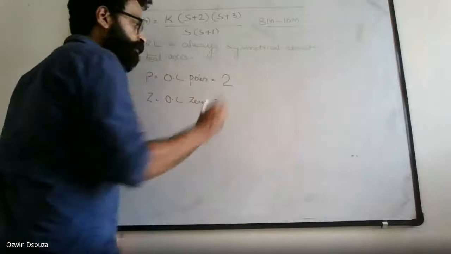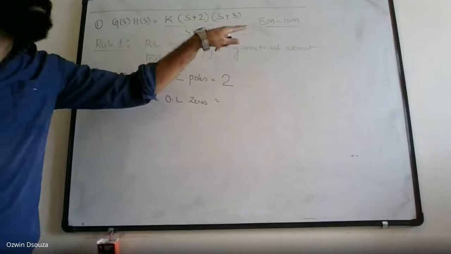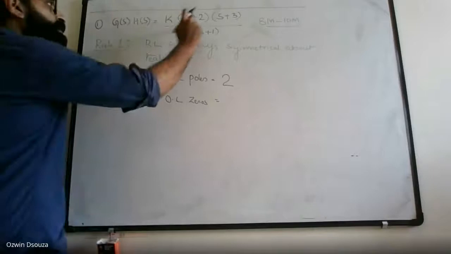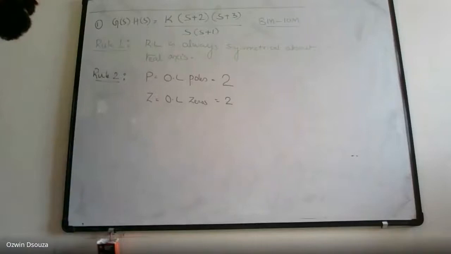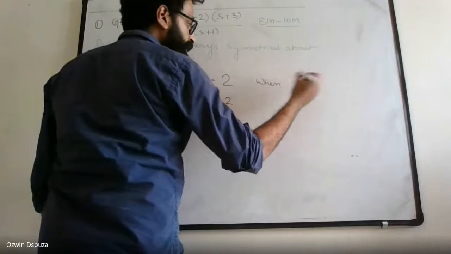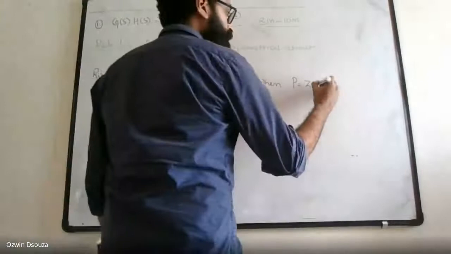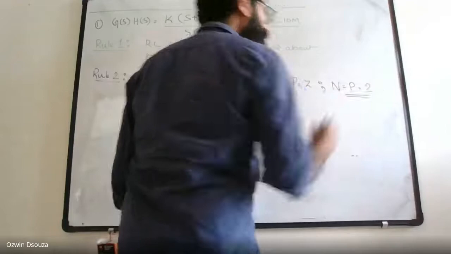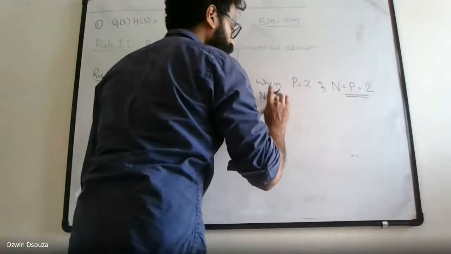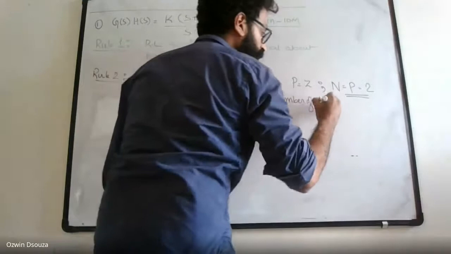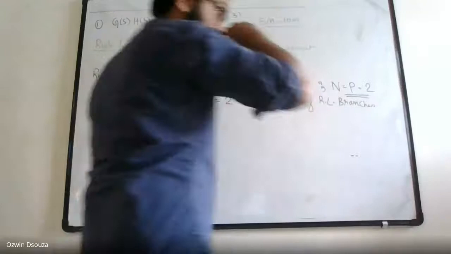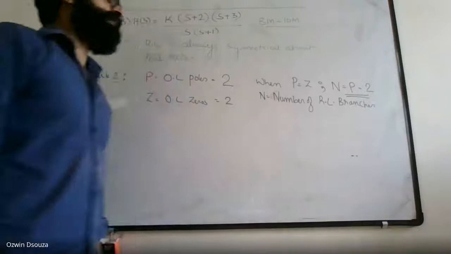And you look at the numerator. In the numerator, you have two factors. That means to say you have two zeros. So zero count is also 2. So P is equal to 2 and Z is equal to 2. So when your count P is equal to Z, you would say that N is equal to P, which is equal to 2, where N is equal to the number of root locus branches. So that means to say there will be two root locus branches.